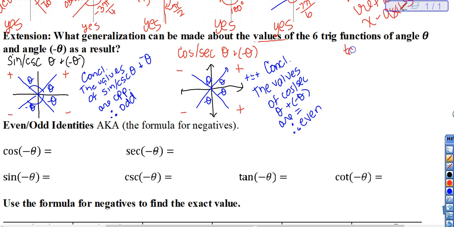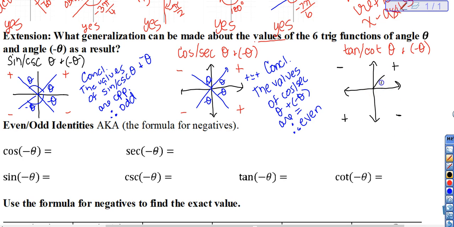Ready? Tangent and cotangent. I'm sure at this point you don't need me, but for people that aren't here today, I'm going to go ahead and finish out this example. So the tangent or cotangent of theta and negative theta. Again, we're going to use our quadrants. What do we know about tangent and cotangent's values? When are they positive and when are they negative? Quadrant 1. Quadrant 2. Quadrant 3. Quadrant 4.